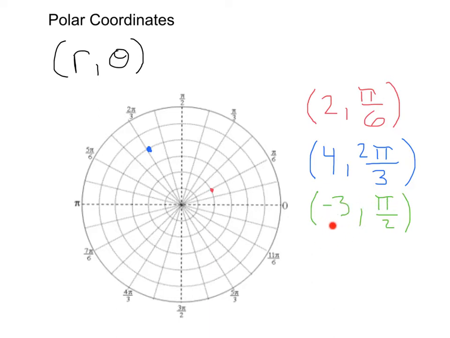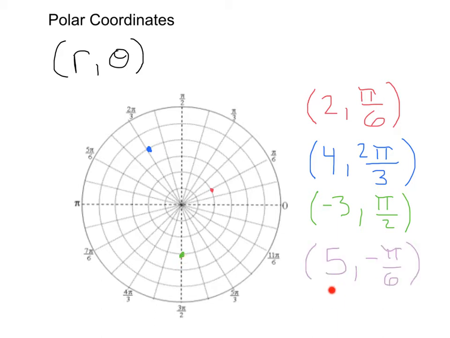Alright, here we have the point (-3, pi over 2). We're going to treat this negative a little bit differently, and you'll see that. But first, let's find our theta of pi over 2. That's going to be this line up here. Now, instead of moving 3 spaces towards that pi over 2 on that pi over 2 line, since it's negative, we're going to go in the opposite direction. That's going to be, instead of straight up, it's going to be straight down. 1, 2, 3. And our point's going to be right here.